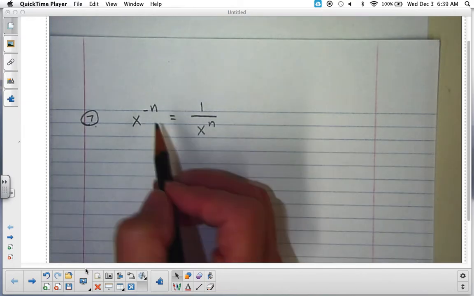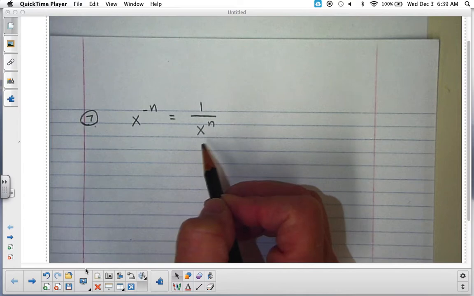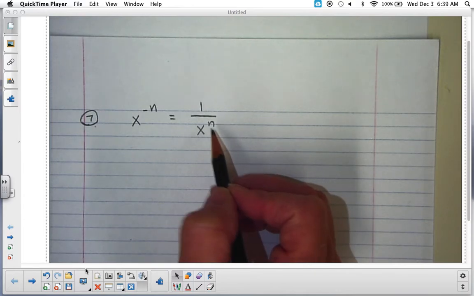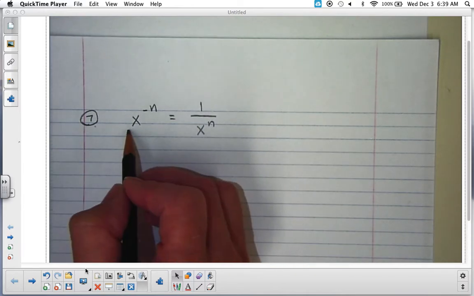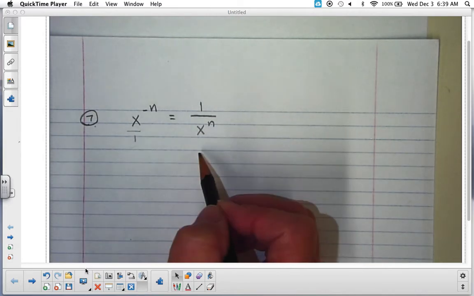So what a negative exponent does is it takes what you have here and it flips it over and makes the exponent positive. So the reason this went over 1 is because this has an invisible 1 underneath. So it makes this thing flip over.